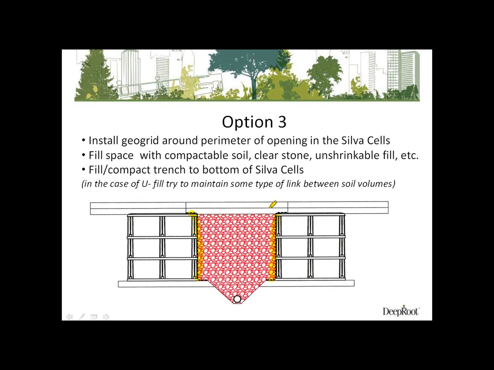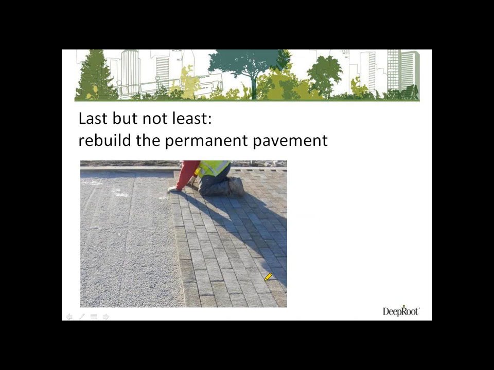Another option, we don't have it drawn up here, but if this isn't very wide, you can use that minor gap detail, and you could just pour a reinforced concrete slab in this area to span across that if you want to make that all planting soil and didn't want to use one of the gap details. And last but not least, after the Silva Cell area is restored, rebuild the final pavement.